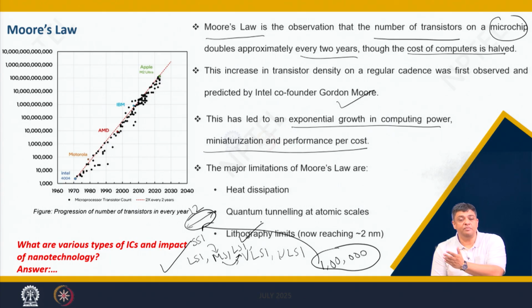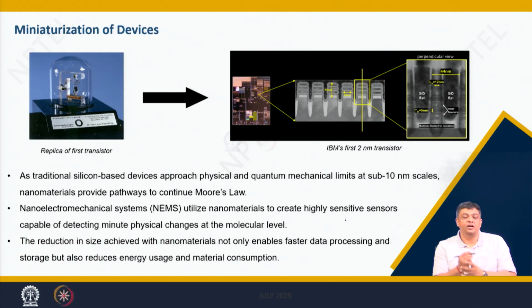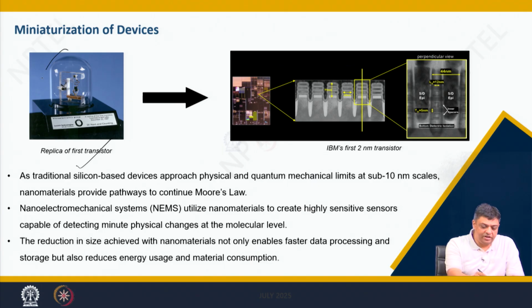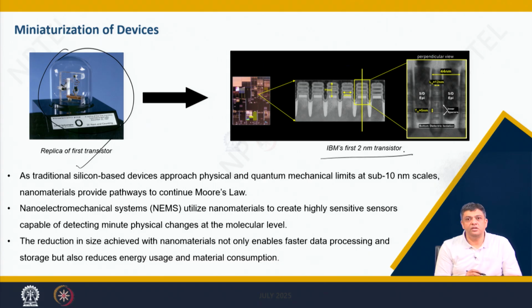Just imagine how many components you can construct if you have a 1 square inch wafer, if one structure is equivalent to one component. A huge amount of components can be constructed. This is what I was talking about. This is the first transistor which was constructed. And now what are we talking about? The IBM's first transistor which was reported is approximately 2 nanometers or so.